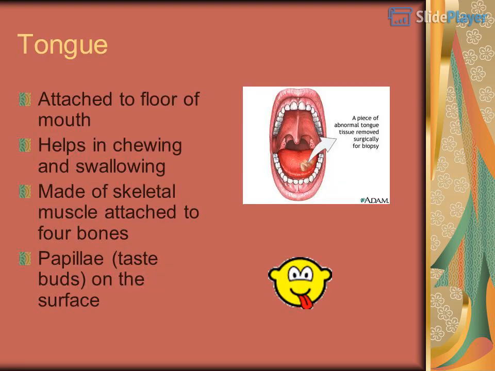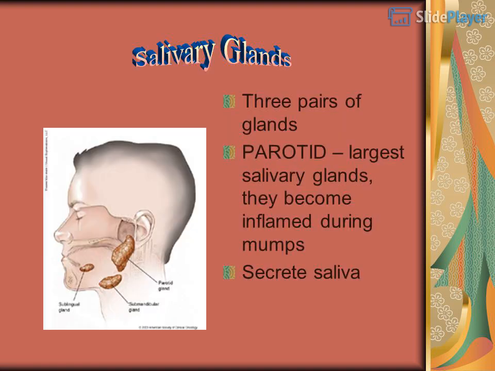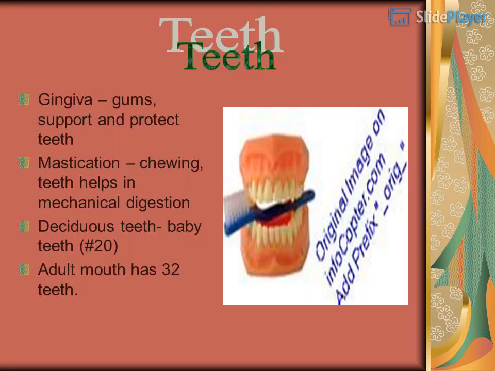Tongue: attached to the floor of the mouth, helps in chewing and swallowing. Made of skeletal muscle attached to 4 bones. Papillae: taste buds on the surface. Salivary glands: 3 pairs of glands. Parotid, the largest salivary glands, become inflamed during mumps. They secrete saliva. Teeth, gingiva, gums, support and protect teeth.